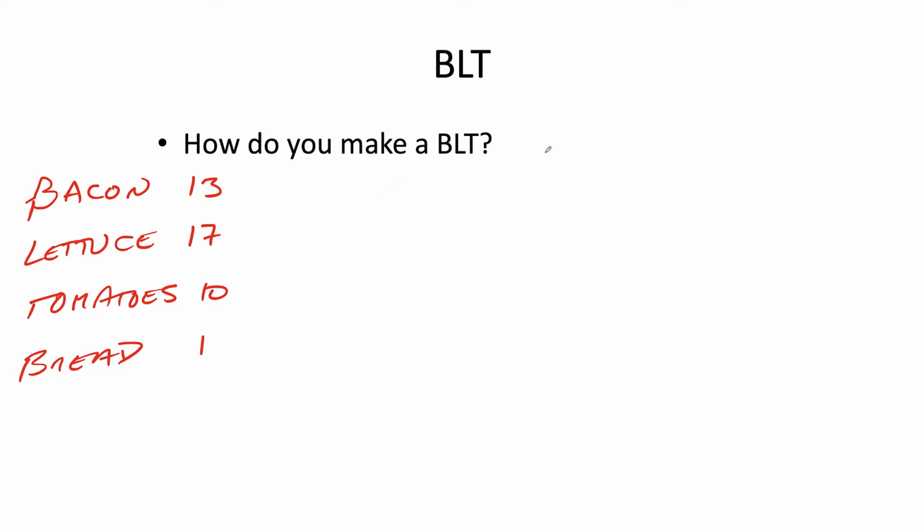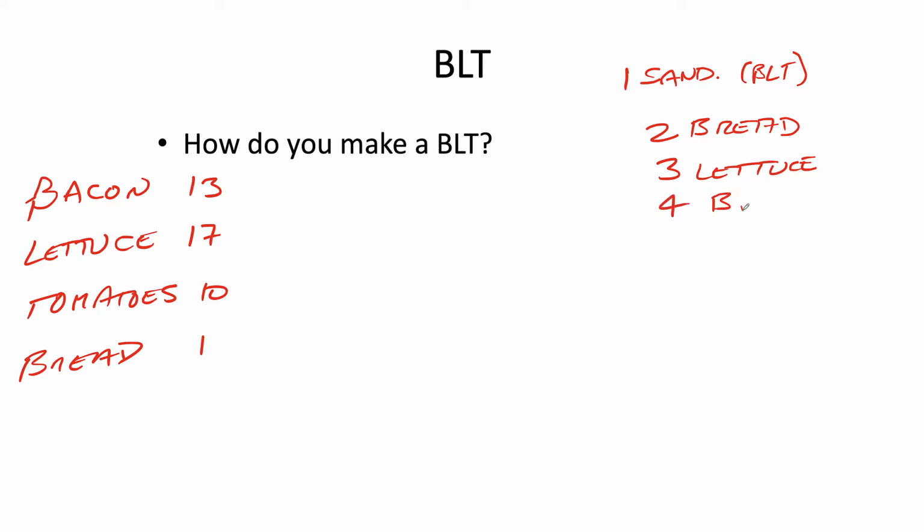So what we do is that when we make our sandwich, one BLT is equal to 2 pieces of bread. So we got 2 bread, and we have, let's say, 3 lettuce, 4 pieces of bacon, and 2 tomatoes. So what do we say? Bread, we've got 17 there. So how many sandwiches can we make from all of this stuff?